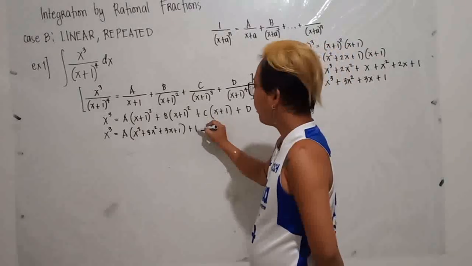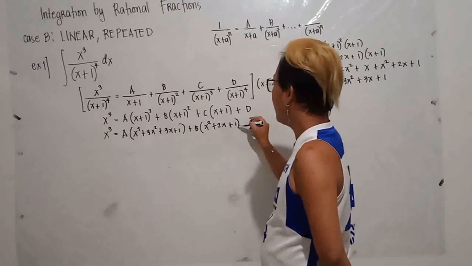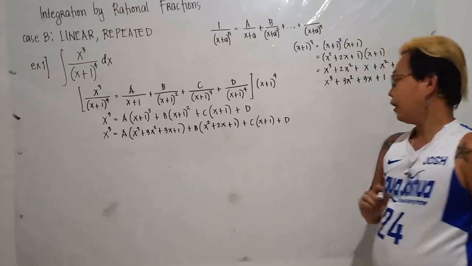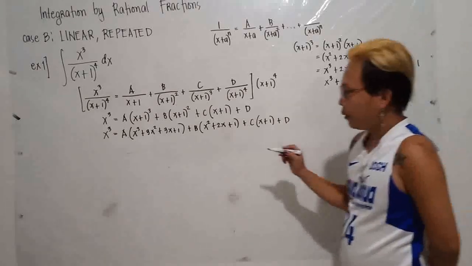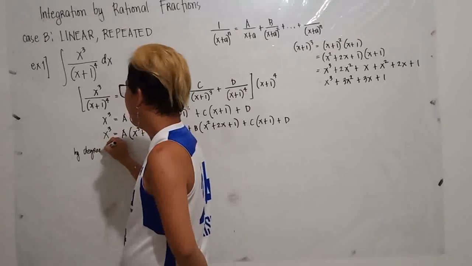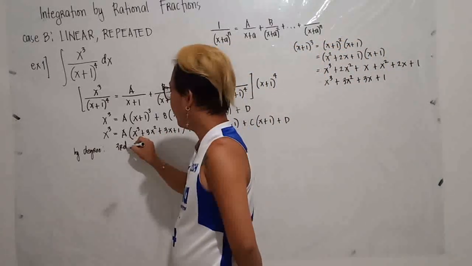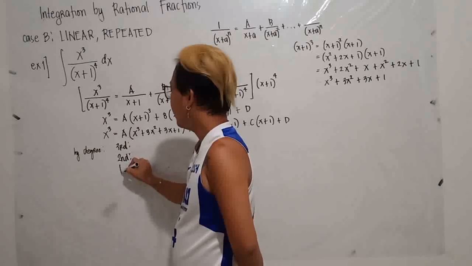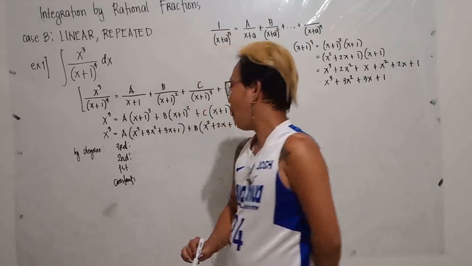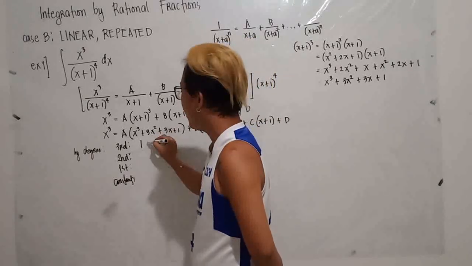Then for the B, you will have x squared plus 2x plus 1. Then for the C, it's still the same, that's x plus 1. Then for D, you will have plus D. So by degree ulit, the highest degree in this equation is third degree. So you will have third, then second, then first, and the last one is the constant. So for the third degree, you only have x cubed, so the coefficient there is 1.